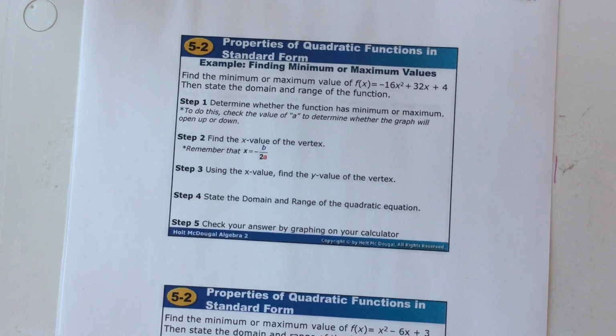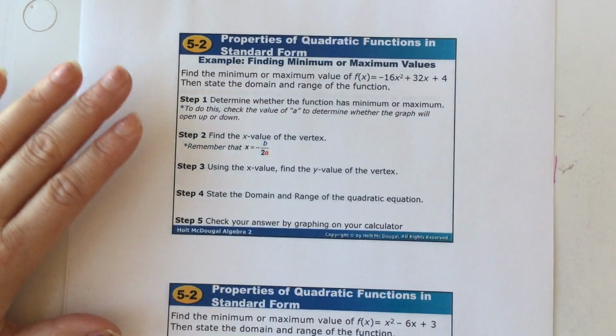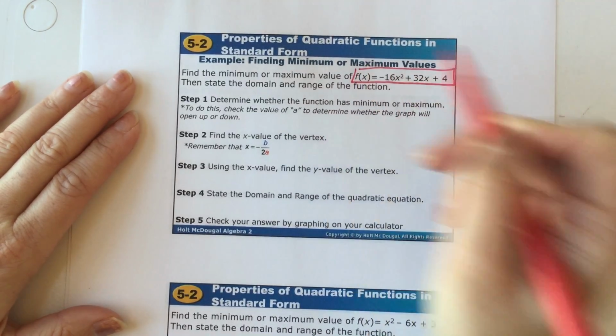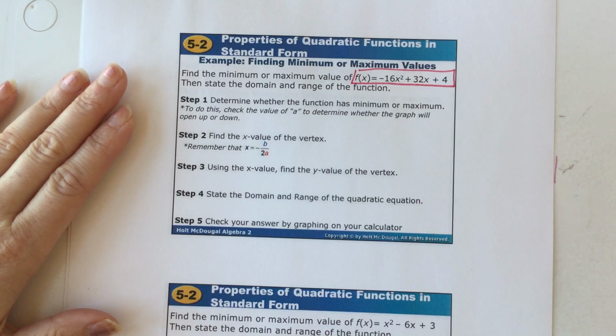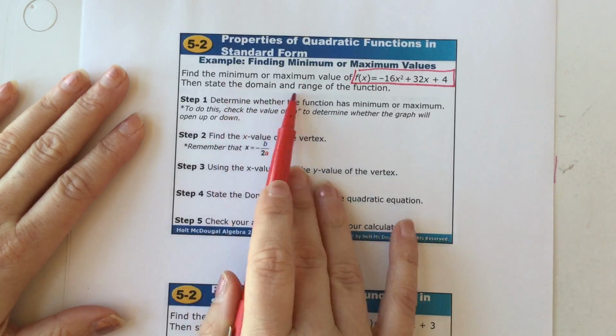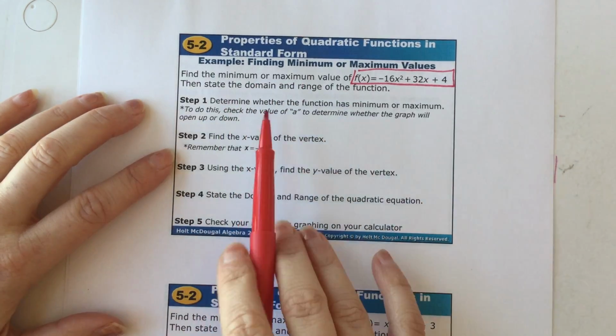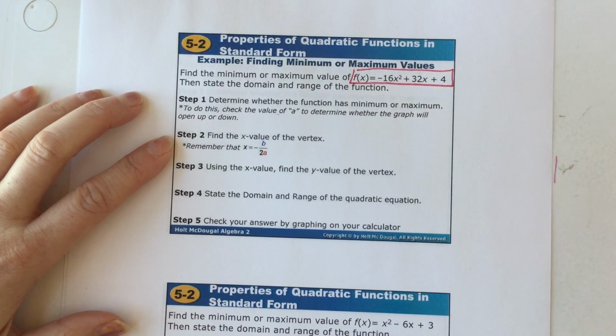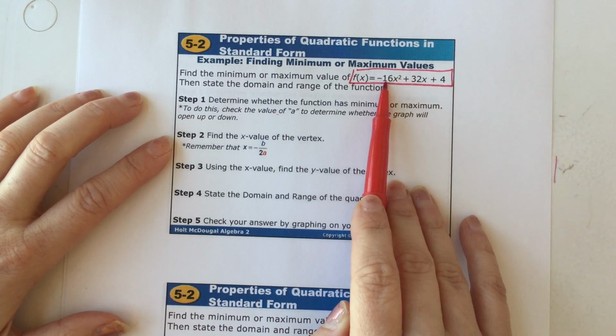Okay, let's go ahead and work through a couple problems together. Here is my function, okay? So the function is negative 16x squared plus 32x plus 4. They want us to find the minimum or maximum value, then state the domain and range. So determine if we have a minimum or a maximum. We have to see if this graph will open up or down. Remember, that's based off of A.